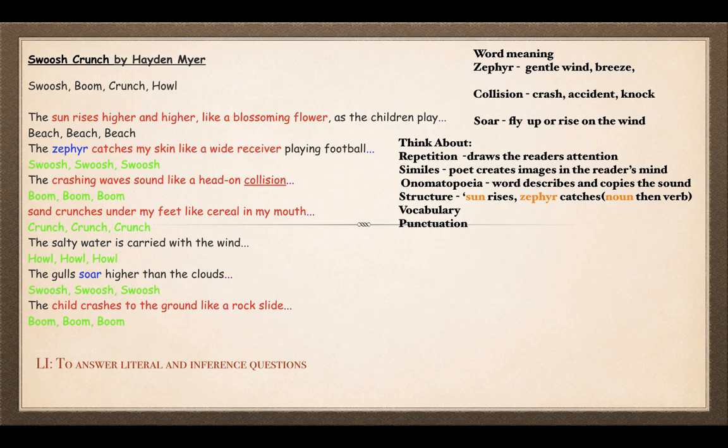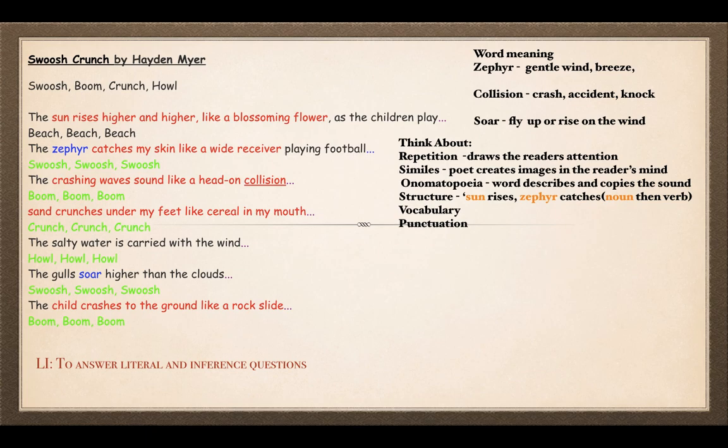Okay, so we could rephrase that sentence and say the wind or breeze catches my skin like a wide receiver playing football. And of course, wide receiver is going to be a word that you're not aware of, but it's an American football player. What happens is you have these men all lined up, maybe 10 or 12 in a line, and one person behind them. They pass the ball to him, and then he throws the ball to one of the players who is not in that front line, but wide out on the field. That's why he's called a wide receiver.